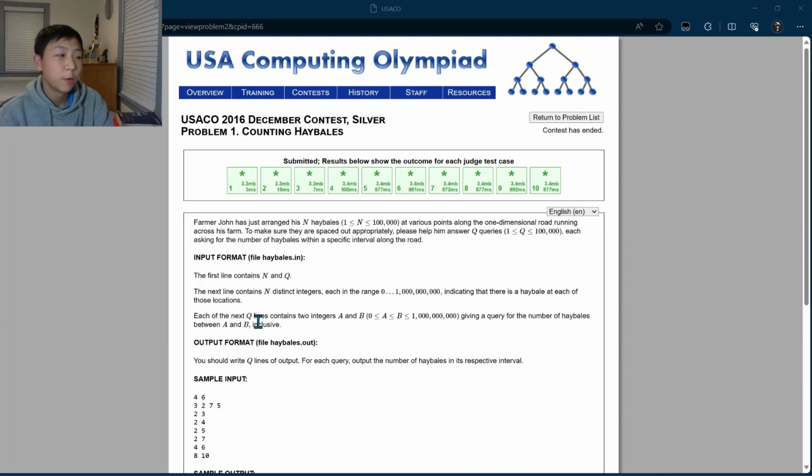Hello everyone, and today we're going to be doing the 2016 December contest silver problem, counting hay bales. For those of you who haven't read the problem yet, the problem basically states that Farmer John has arranged his N hay bales at various points along the one-dimensional road running across his farm. The problem also gives us Q queries, and each query gives us a start position and an end position.